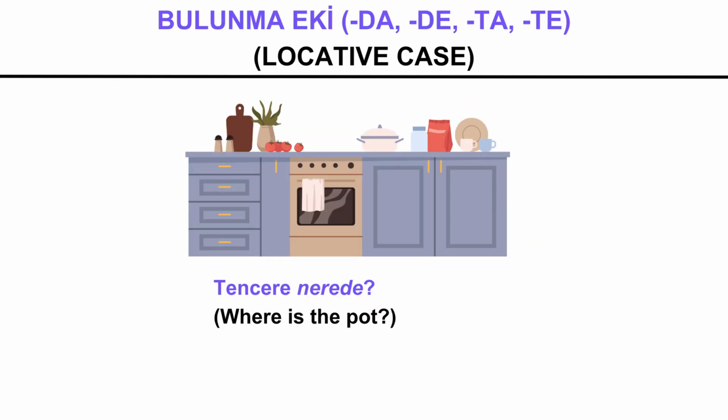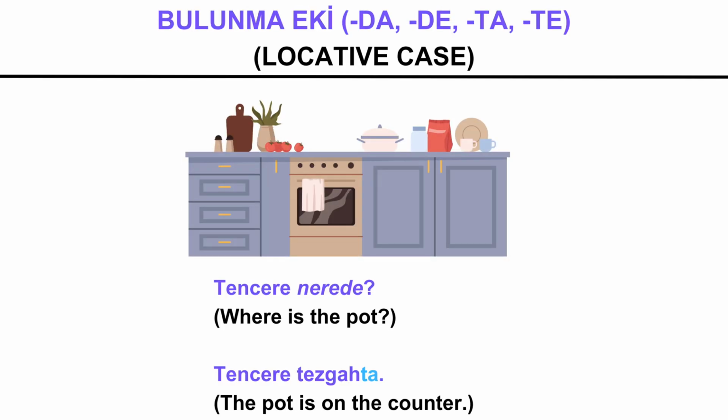Tencere nerede? Tencere is pot. So the question is, where is the pot? Tencere tezgahta. The pot is on the counter. This time we said on the counter. So we have also seen this function as well.